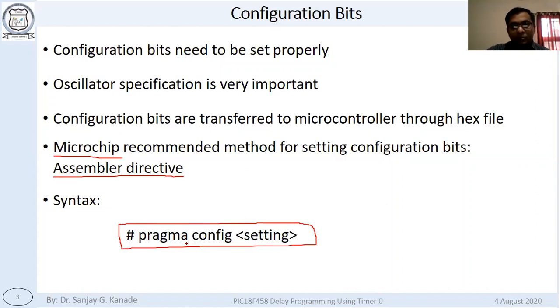Hash pragma, then a space, config, then a space and then the setting. Actually, we have already used this. I will show you through examples that we have already used this in our programs, but this is how it has to be written. And as it starts with a hash, it should be written just after the hash include, as a preprocessor directive if it is a C program, and it will be called an assembler directive if it is an assembly language program. Okay. So the syntax is hash pragma config and then the setting.